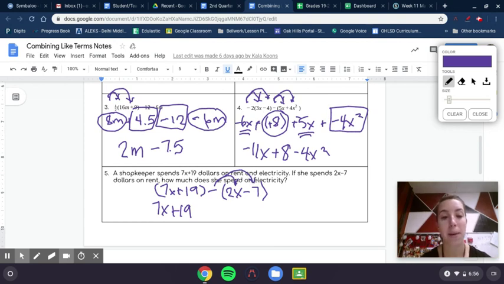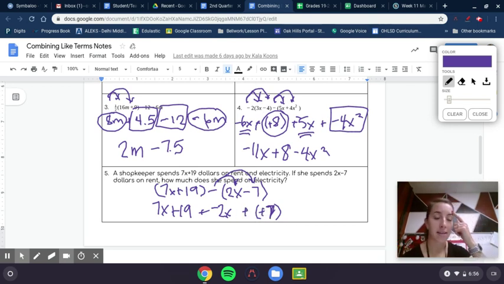So this becomes plus negative 2x. All right, and then I have minus right here, and then negative 1 times 7 is negative 7. So, oops, that looks like a 2. And then I'm going to switch this to plus positive 7 because it's easier for me to see it as an addition problem than a subtraction problem. And then I'm going to go ahead and combine like terms.